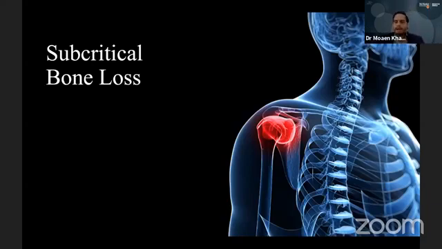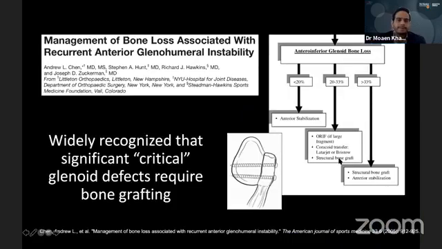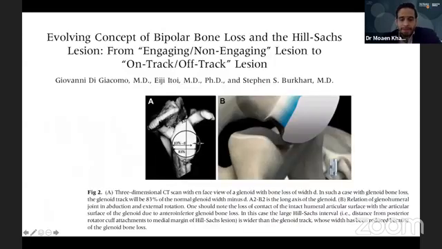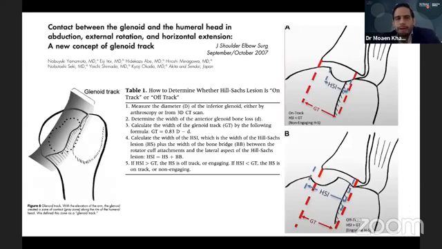So let's move on now a little bit to subcritical bone loss and some of the new research related to that area. So we know that in patients that have significant bone loss, these patients often require glenoid bone grafting. But as we mentioned before, it's not just the presence of the bone lesion, but its size and location as well. And this really relates from the track concept. So I just wanted to go over the track concept so everybody is familiar with it.